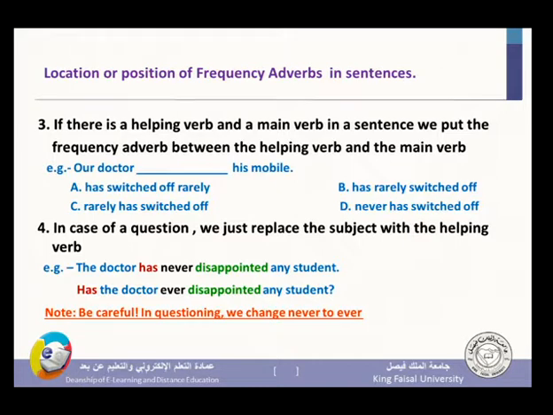Our doctor, his mobile has switched off rarely. This is wrong because the adverb rarely comes after the verb and after the auxiliary. Rarely has switched off, and has rarely switched off. I think it is to be located between the two. So has rarely switched off. In other words, it is to be between the two, the verb has switched off and rarely. So the answer is that it is to be located between the two, the auxiliary and at the same time the verb. Okay?